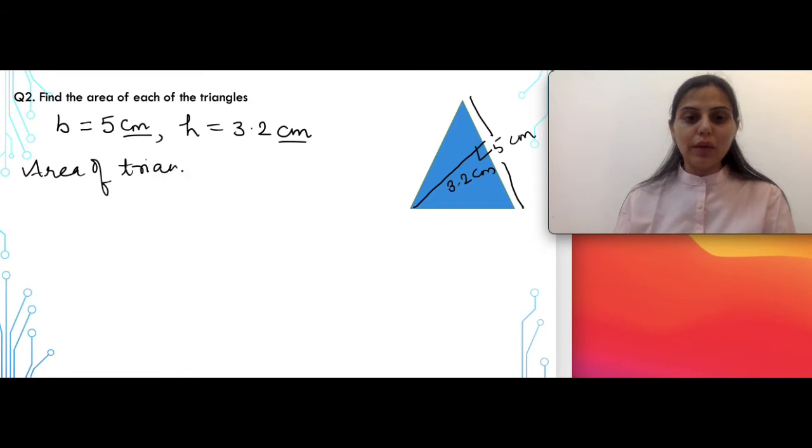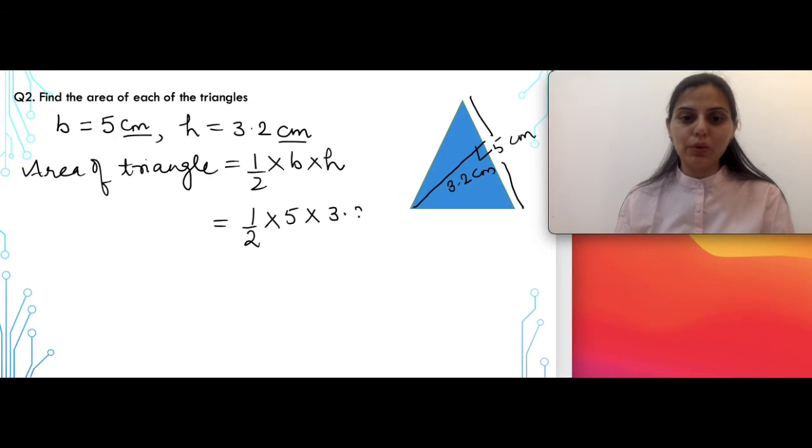The formula for area of triangle is half multiplied by base multiplied by height. Let's put the values. We can write it as 1 upon 2 multiplied by 5 multiplied by 3.2. Now clearly 2 and 3.2 can be cancelled. 2 ones are 2, and 2 1.6. So in the next step we write this as 5 multiplied by 1.6, or the answer can be written as 8.0 centimeter square.